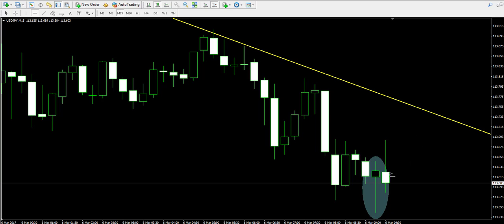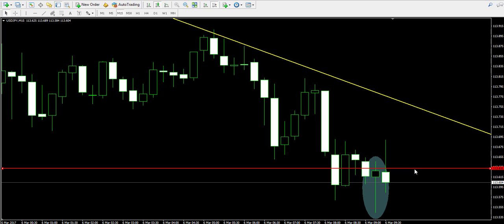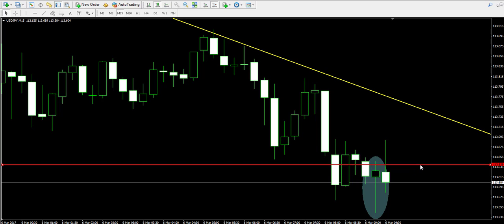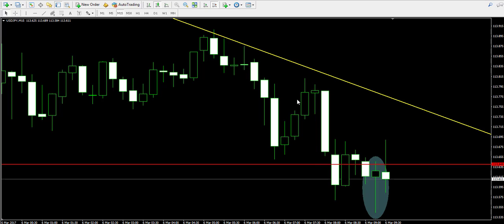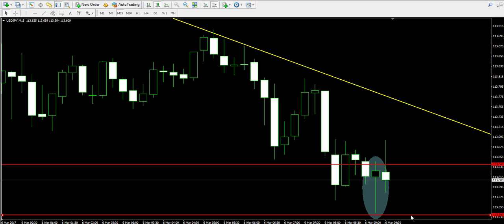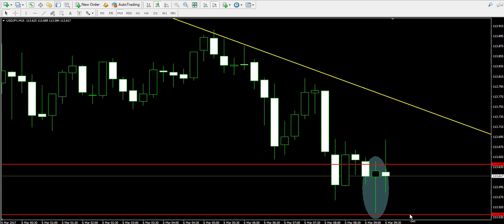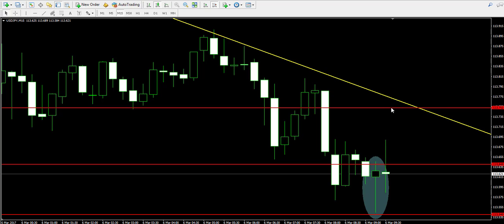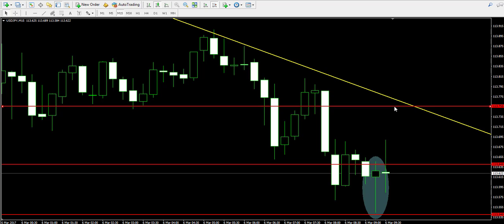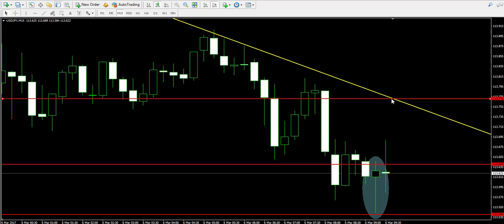So if the price closes a candle above the body of the hammer, let's say it will happen approximately at 113.64, we will buy the American dollar Japanese yen forex pair, placing a stop loss order below the lowest part of the lower candle wick on the chart, somewhere near 113.54, and trading until the price reaches the yellow bearish trend line.